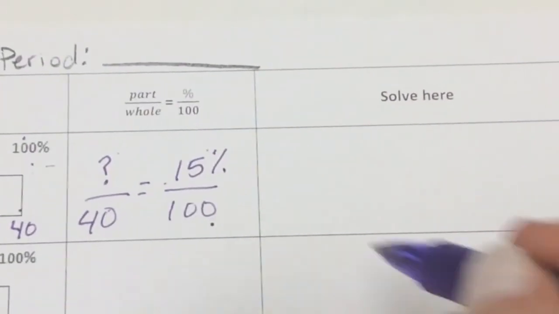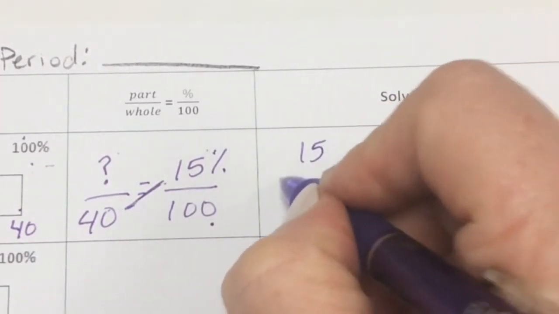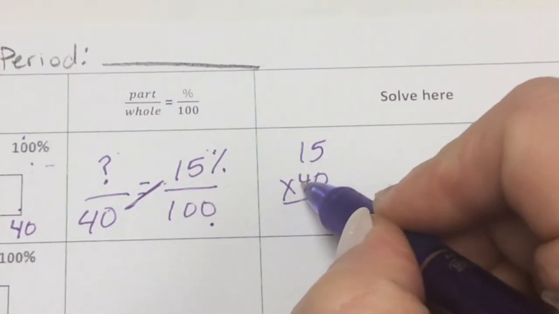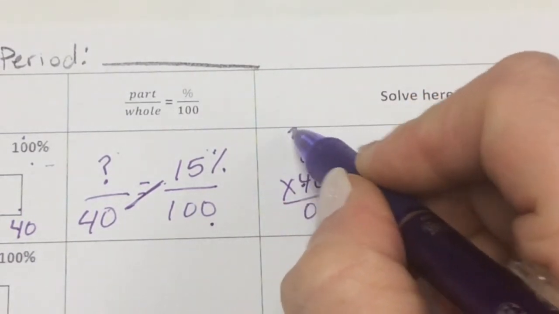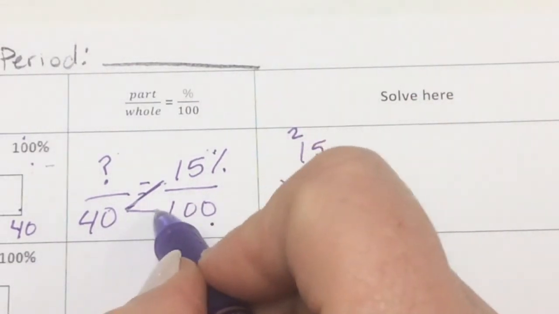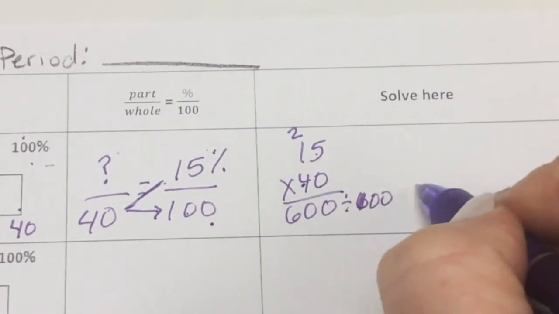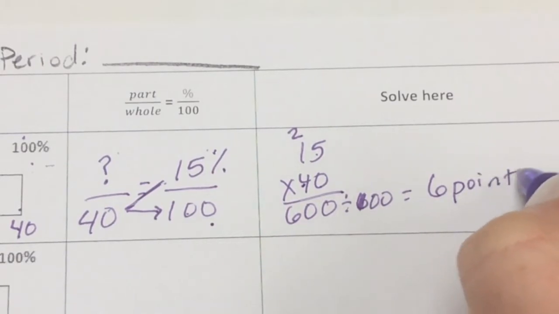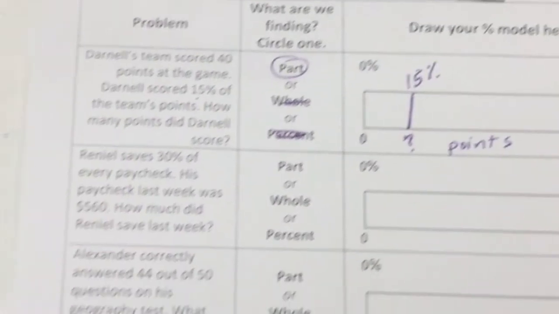Now we just go right over here and solve it. I'm going to cross multiply and divide. So, 15 times 40. Okay, 0. Now go to 4. 4 times 5 is 20. Carry the 2. 4 times 1 is 4, plus 2 is 6. Let's cross multiply, but I have to divide now by the other number left. So I'm going to divide by 100. So 600 divided by 100 is 6. Darnell got 6 points. Okay. There we go.